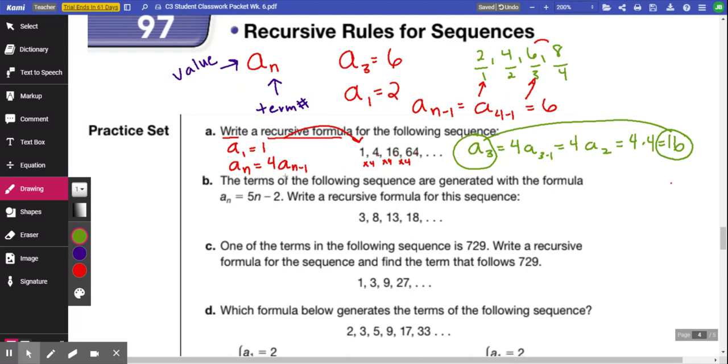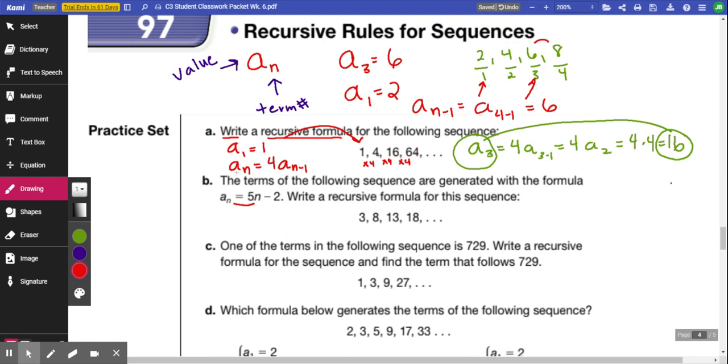So just slow down, take each step here. I just showed you the first one, how to do that. Now let's look at the second one. I'm going to encourage you to pause the video at times so you can think about what the next step might be. The terms of the following sequence are generated with this formula. This is not a recursive formula yet. We have this n, so we know this formula generates any term in the sequence. We want to generate a recursive formula.